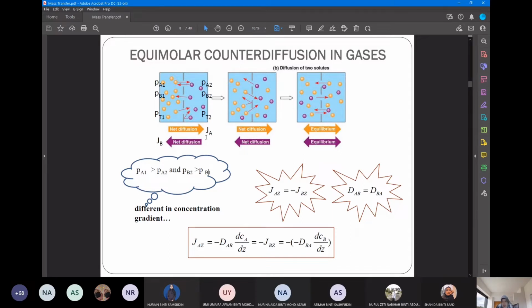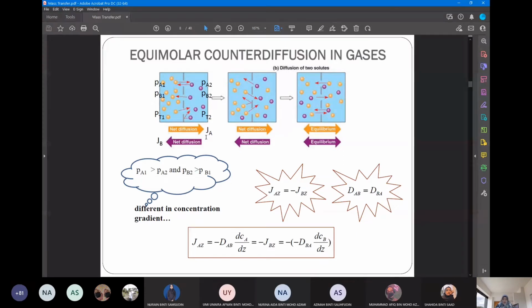So, do you have to calculate JB if you have calculated JA? Can you answer the question now? Do you need to calculate JB after you calculate JA? No, Miss Ita. No, no need. Don't waste your time. Because you are given the condition of equimolar. Okay? You have to understand that. Don't waste your time.